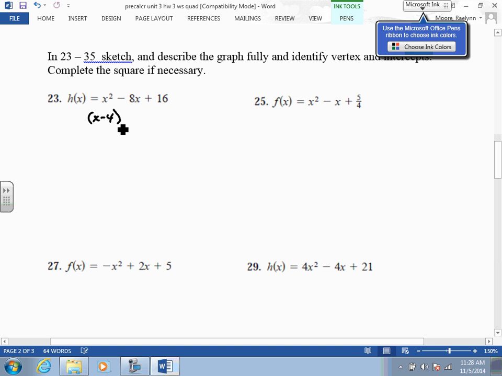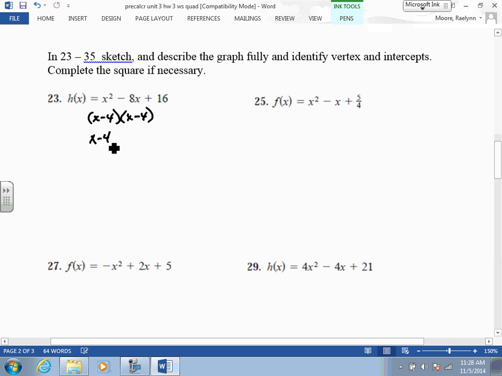X minus 4, x minus 4. Aren't those the same factors? Isn't this our perfect square? So, did we have to complete the square for that? No, it was our perfect square, but that's okay.